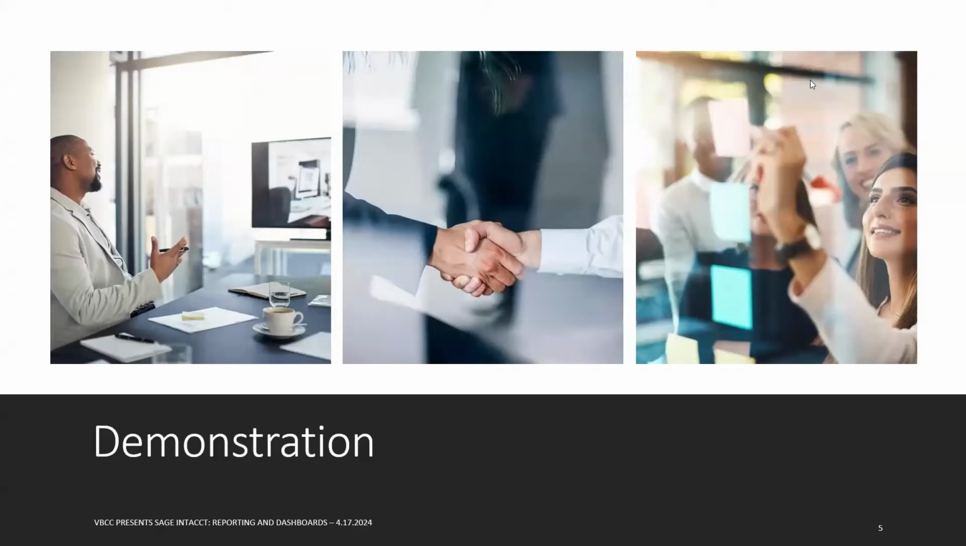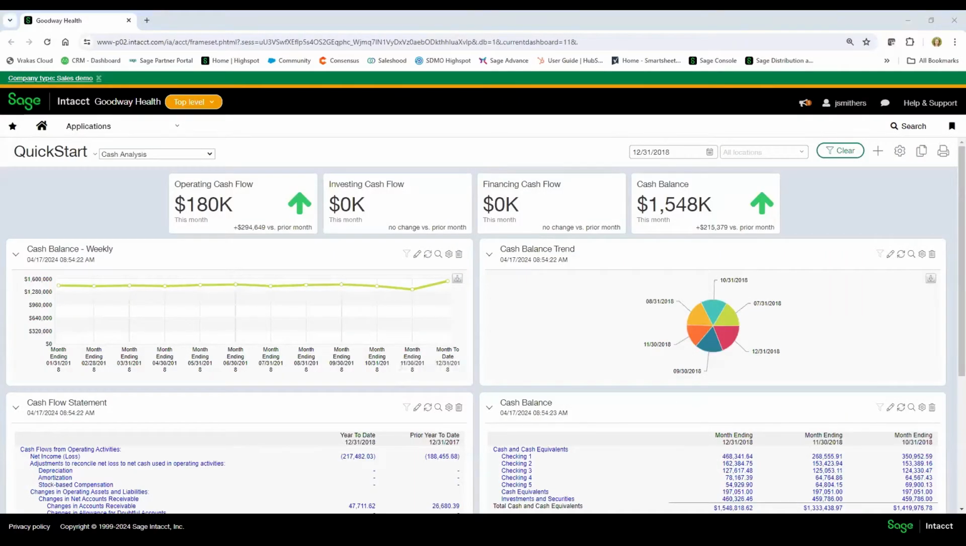So let me just pull up my instance here. And I will share here. All right, so here is Sage Intacct. As you can see, I'm in a web browser. I'm using Google Chrome. You can use any web browser of your choosing. Really allows you to access the software from anywhere that you have an internet connection. So you could use your MacBook, you could use your tablet, you could use your desktop PC, whatever your device of choosing and your browser of choosing is.